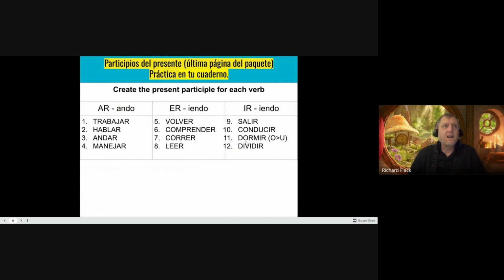And in the IR column, I gave you one, number 11, dormir, which is an O to U stem change in the preterite past. So you're going to need to do that stem change before you add your iendo. And remember to think about for your ER and IR verbs here, if the stem ends in a vowel, to put yendo. All right, go ahead and pause the video and write these out. Write out the participle for each one, and then come back and we'll check your answers.